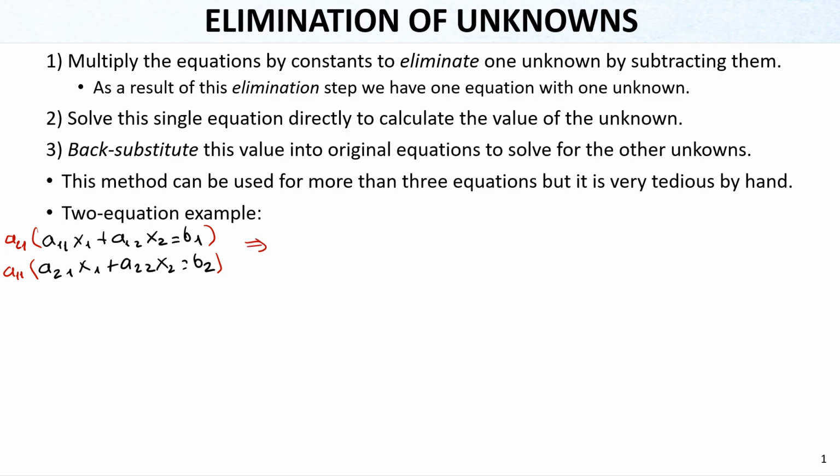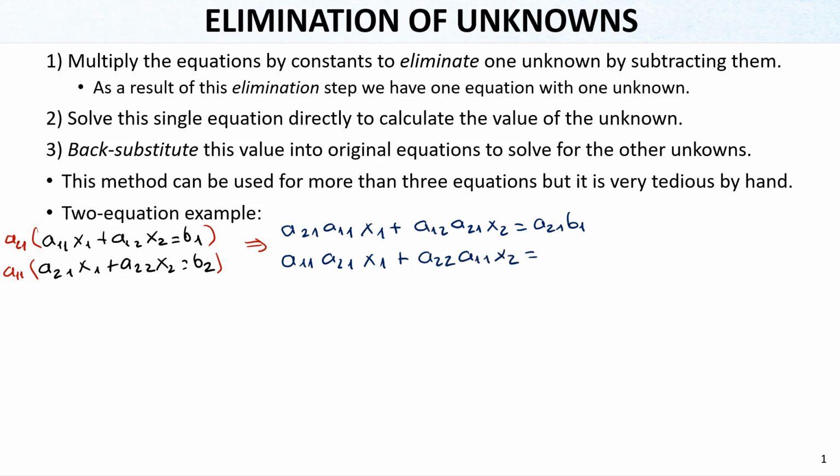Then let me write in a different color. a21 a11 x1 plus a12 a21 x2 is equivalent to a21 b1. And the second one, a11 a21 x1 plus a22 a11 x2 is equivalent to a11 b2. So now let's subtract the first one from the second one. Simply we multiply this by minus and subtract from the second one.